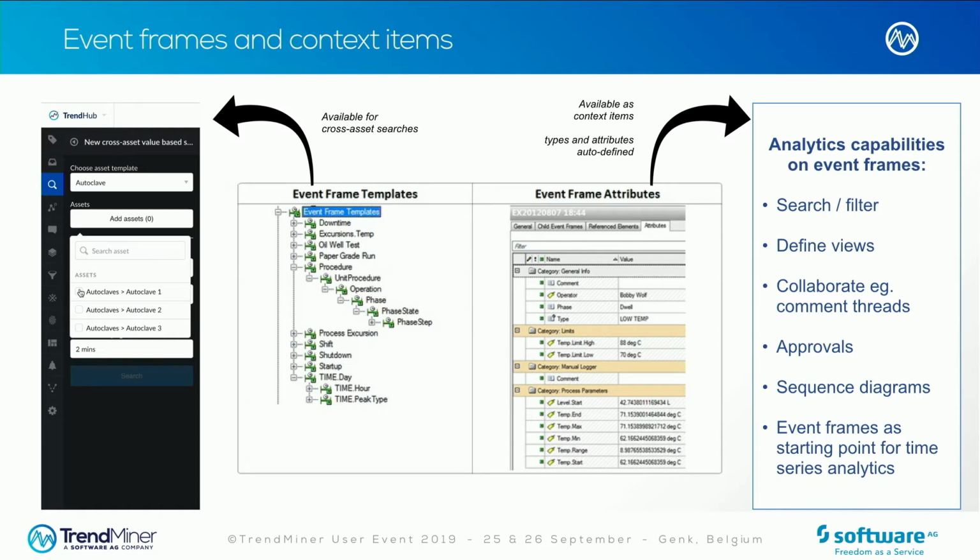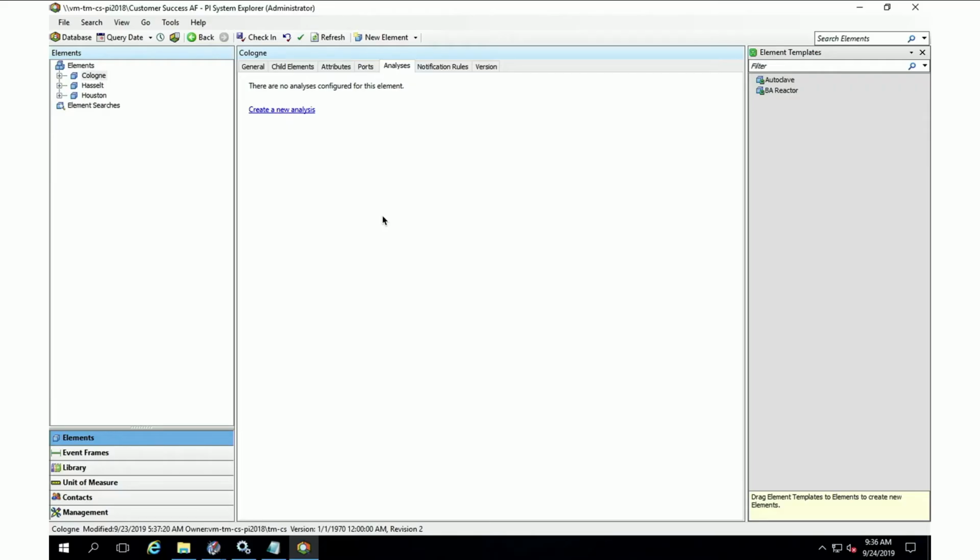Now, the way we would know how those measurements map out is also because that's the way it's defined in the templates. Oh, yeah, this should be the AF templates. Sorry, not the asset templates, not the event frame templates.